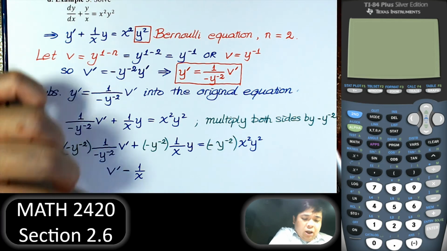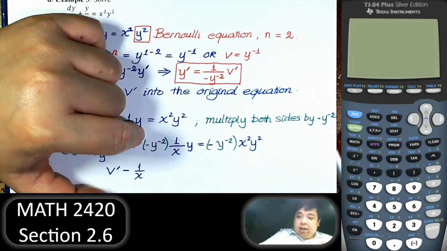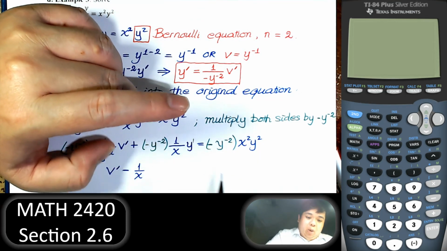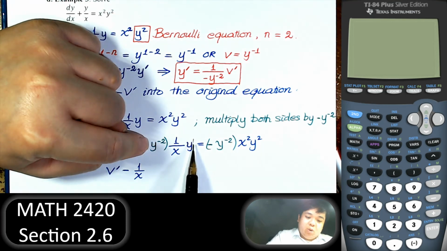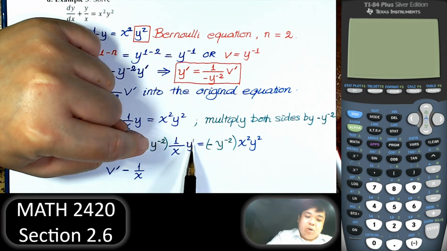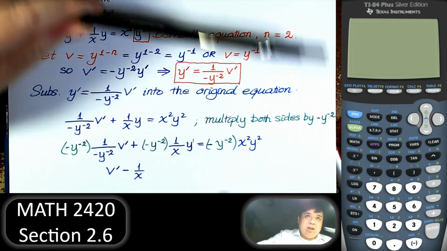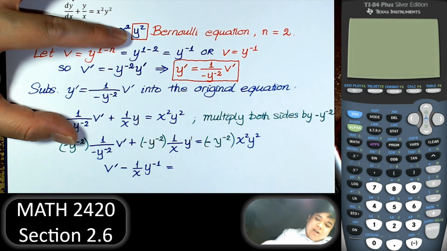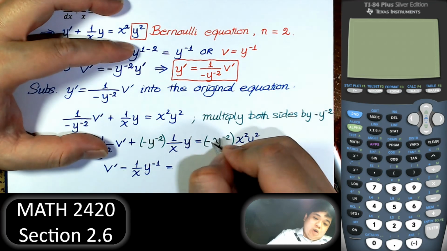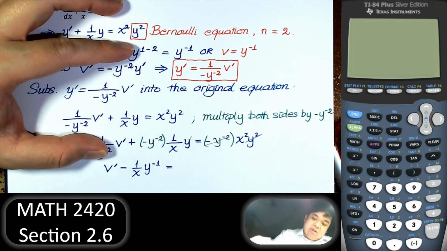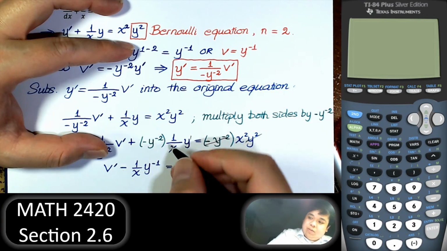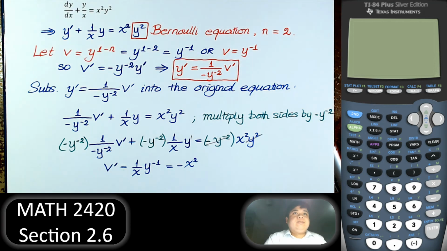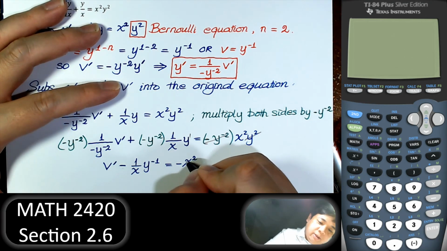Right. y to negative 2 times y. This by default is y to the first power. So when we multiply them, y to negative 2 times y to the first, add the power: negative 2 plus 1 is negative 1. And on the right hand side, there should be no more y. Still negative though. Right, so that's what we have.